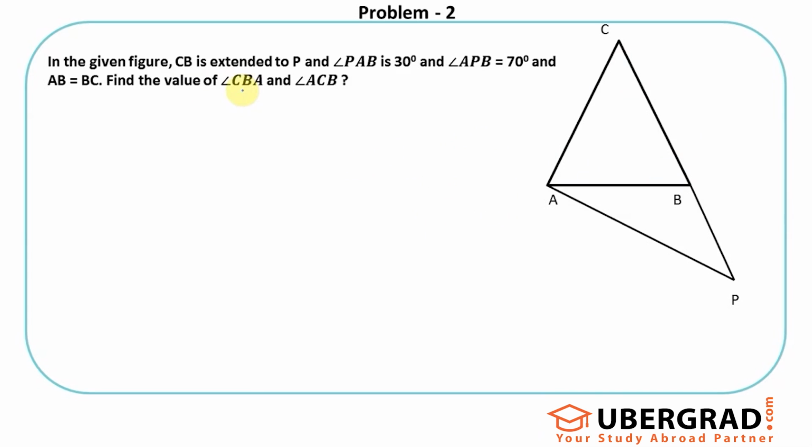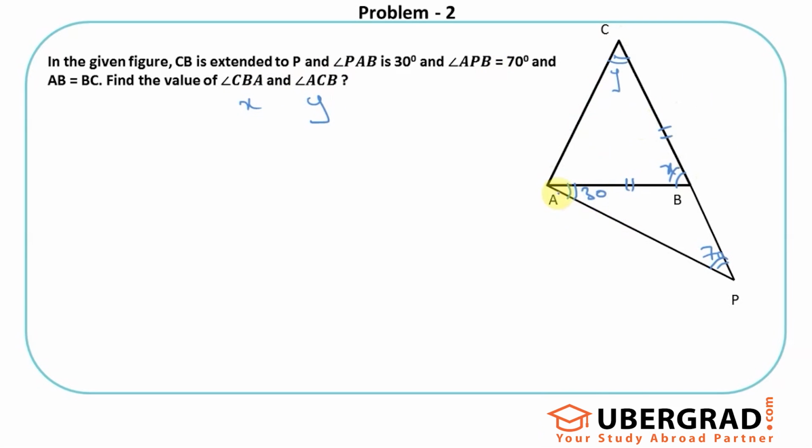In the given figure, CB is extended to P. PAB is 30, so they gave us this to be 30 degrees. APB is 70 degrees. And AB is equal to BC. Find the value of CBA and ACB. Let me call this x and this y and this y. So I need to find x, CBA, and I need to find ACB, y.